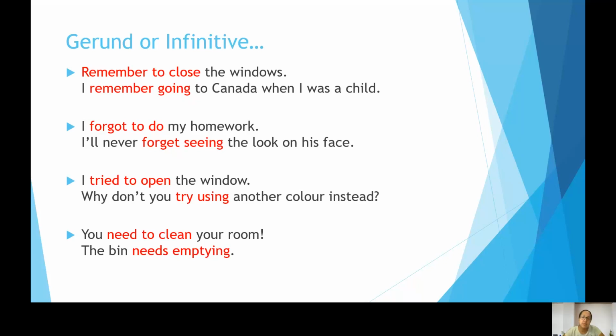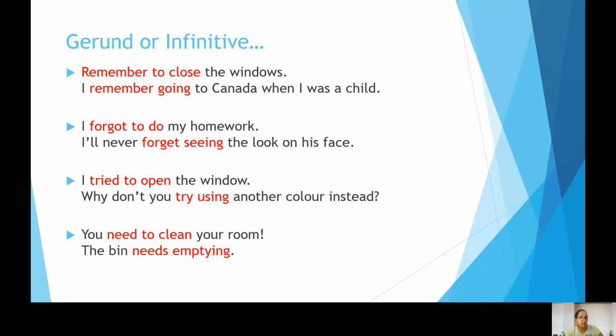I tried to open the window. Oh, it was difficult. I made the effort. Why don't you try using another colour instead? Try doing something is when you're experimenting with something.